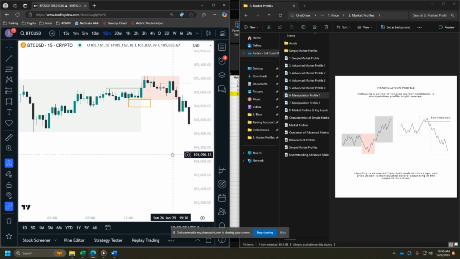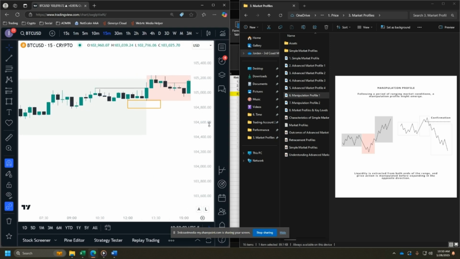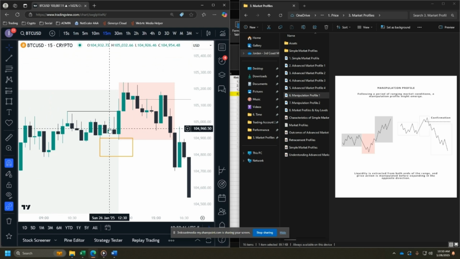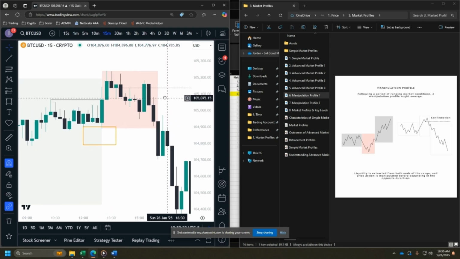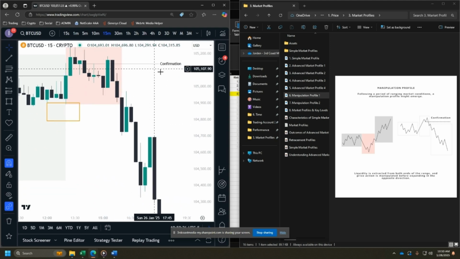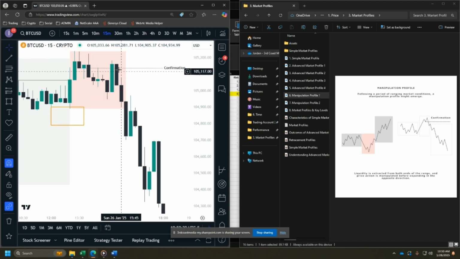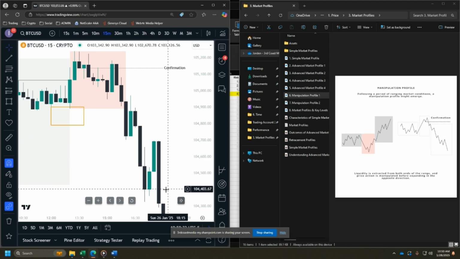If we look a little bit closer, if we zoom in, you can see what I mean. We have this low here. Liquidity was extracted below when it dipped and crossed this line into this area. And then liquidity was extracted above when the manipulation profile was formed. And then we have confirmation here at this change in the state of delivery. And ideally, we would have entered here on a short position, betting the price would go down.